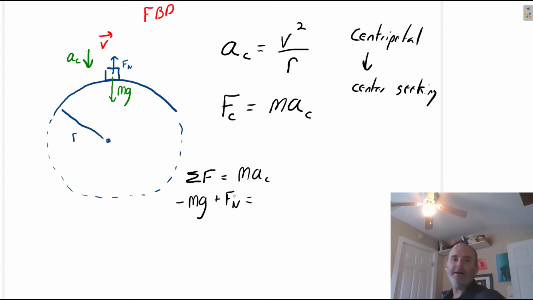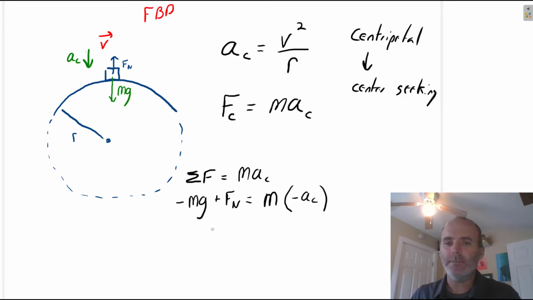Okay, so we have the positive Fn, and now here is something that's tricky. This acceleration is going down too. It's going in the same direction as this mg. So we have negative centripetal acceleration.